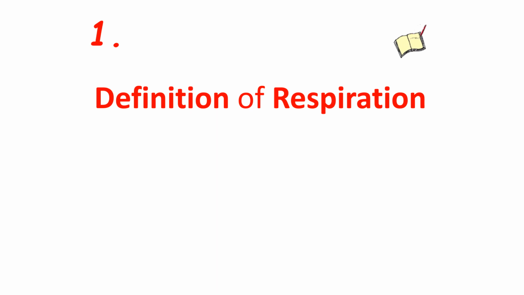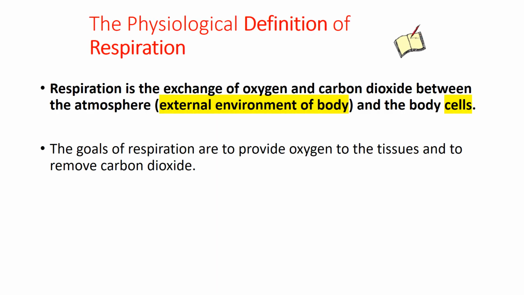Definition of respiration. The physiological definition of respiration: respiration is the exchange of oxygen and carbon dioxide between the atmosphere, the external environment of the body, and the body cells. The goals of respiration are to provide oxygen to the tissues and to remove carbon dioxide.